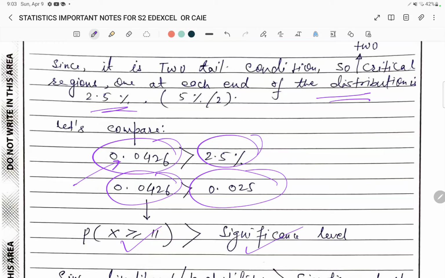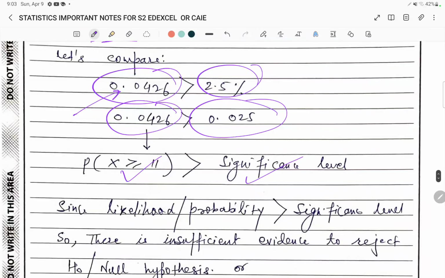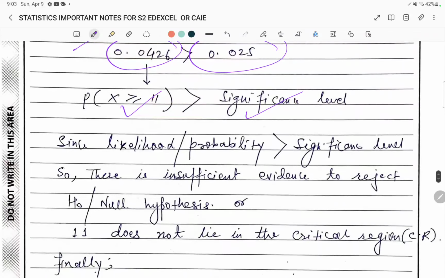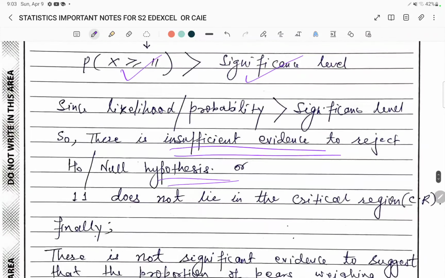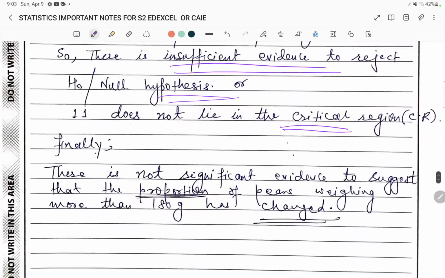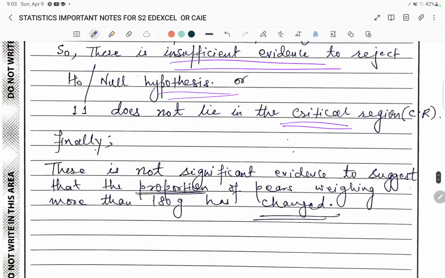When the probability is greater than the significance level, there is insufficient evidence to reject the null hypothesis, or you can say 11 does not lie in the critical region. Finally, there is not significant evidence to suggest that the proportion of pairs weighing more than 180 gram has changed. It means there is no sufficient evidence to say that the proportion weighing more than 180 gram has changed.